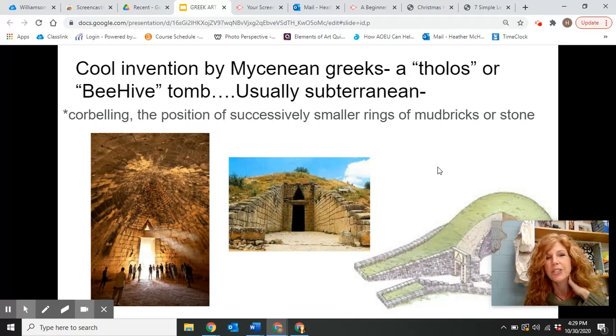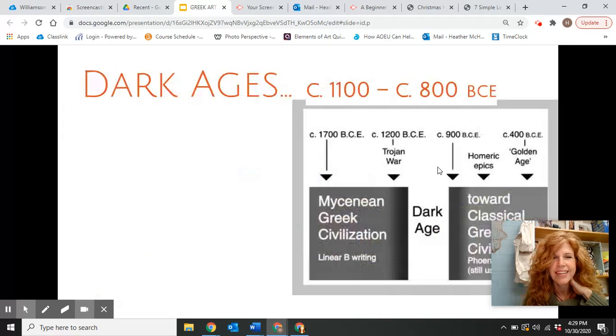And so I just wanted to share that with you because advancements are being made all along the way. This corbelling effect of positioning large stones on the bottom and then stacking them inward to make this beehive shape is going to become monumentally important when we move over to Greek architecture. So just keep that in mind, okay? Everybody learns from the people that came before them, just like us, right?